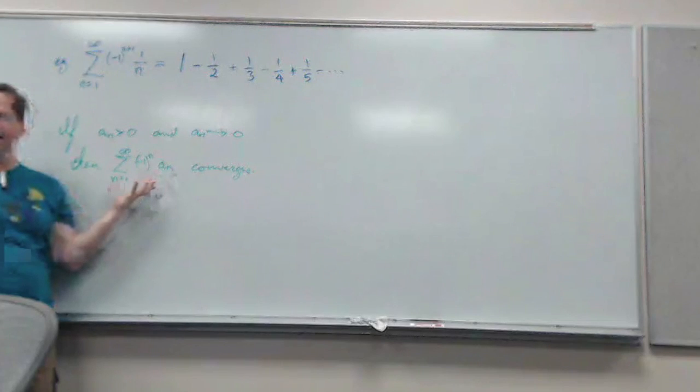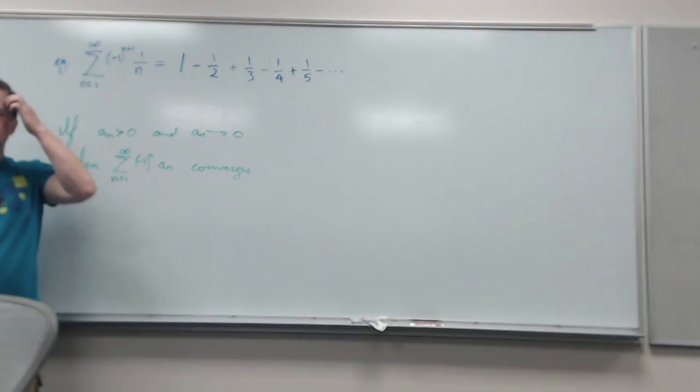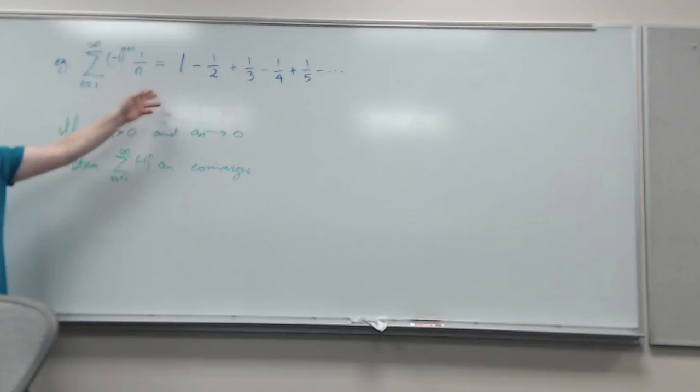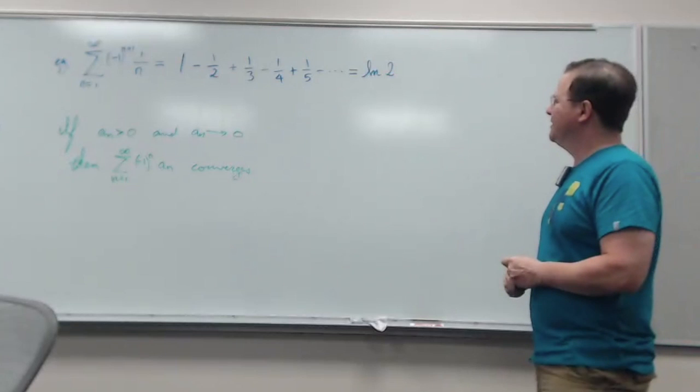If I know that these terms are getting closer and closer to 0, then I can safely say that it converges. Not that the series converges to 0, though. It does converge, but it doesn't go to 0. It doesn't go to 1/4 either. It's something smaller than 1/2. We'll see what it adds up to in chapter 6. It turns out it equals natural log 2. It's pretty wild.